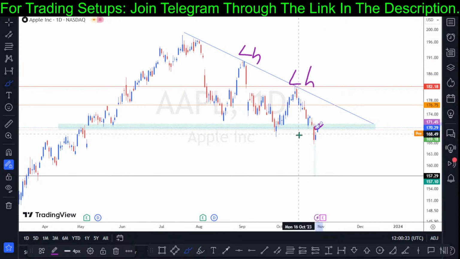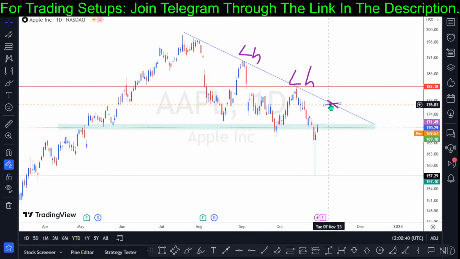So the question right now is, can price make a pullback to this descending trend line and the key level structure that acts at the price of 176.75? Can price give us a reason to make a pullback right here? So this is what we are currently expecting as a trader.